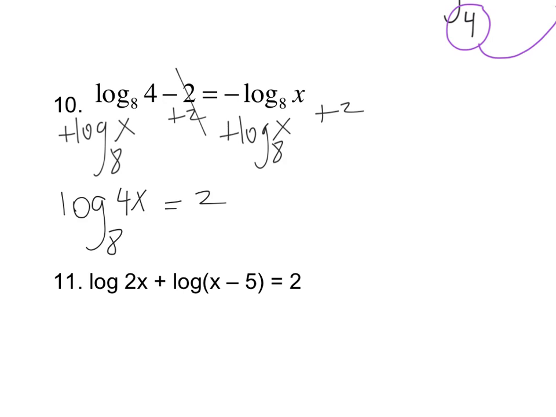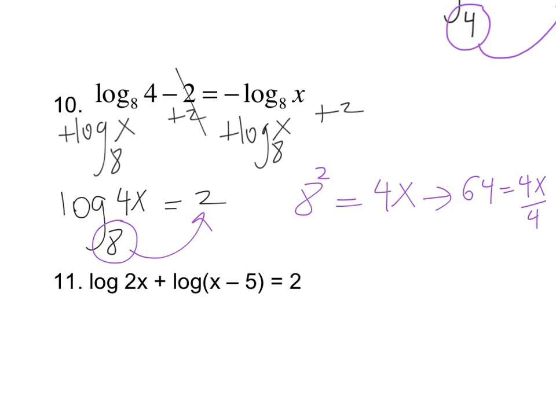Now the log is isolated, so you change it to exponential. So 8 to the power 2 is equal to 4x. 8 to the power 2 is 64. Now to solve for x, you divide both sides by 4, and x is equal to 16. That's how you solve a problem like this.